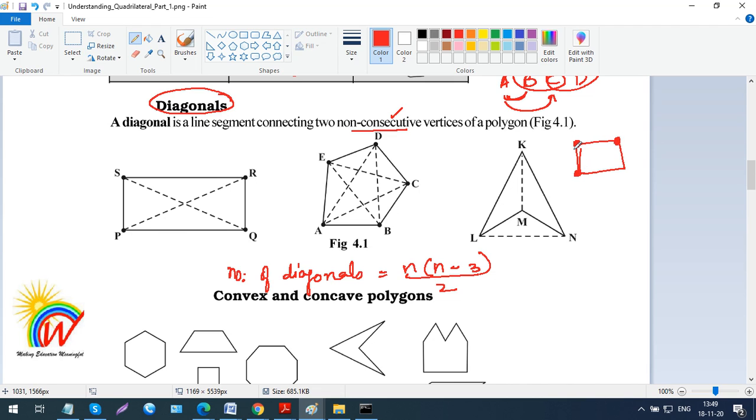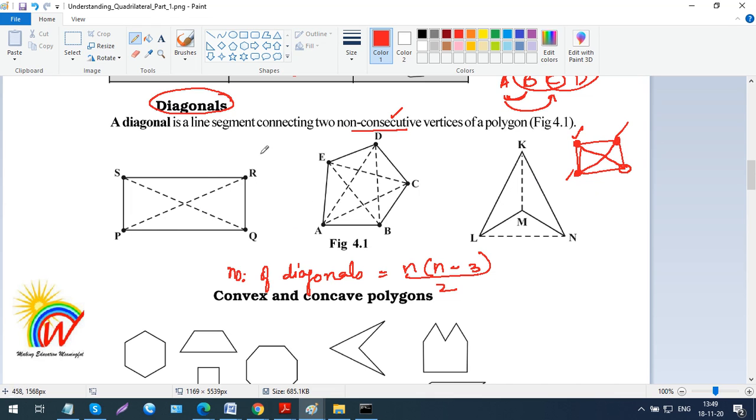So these two are consecutive. For this point, this and this are consecutive points. This is the only point which is non-consecutive because it's not closer to that, right? So the line joining the non-consecutive points, so this and this, is called a diagonal. Similarly, this and this will be called a diagonal.